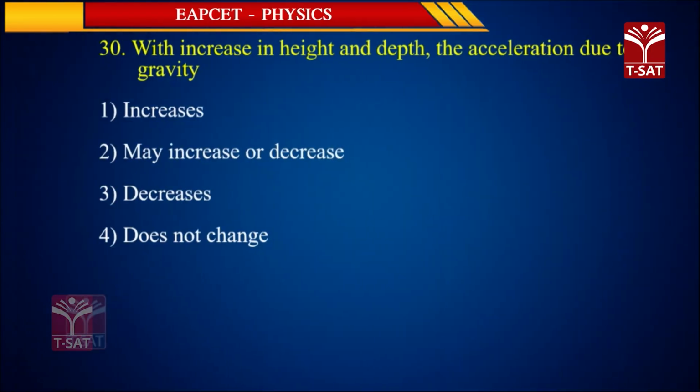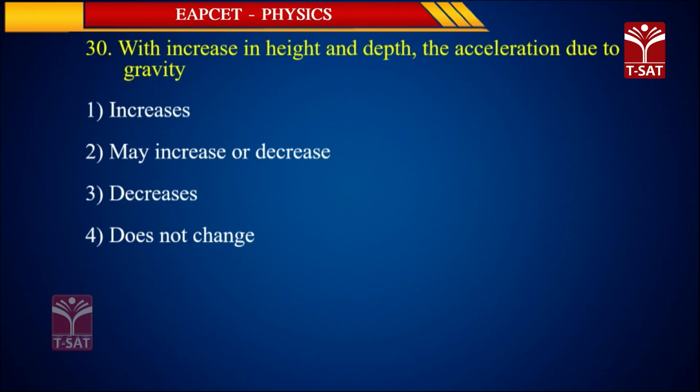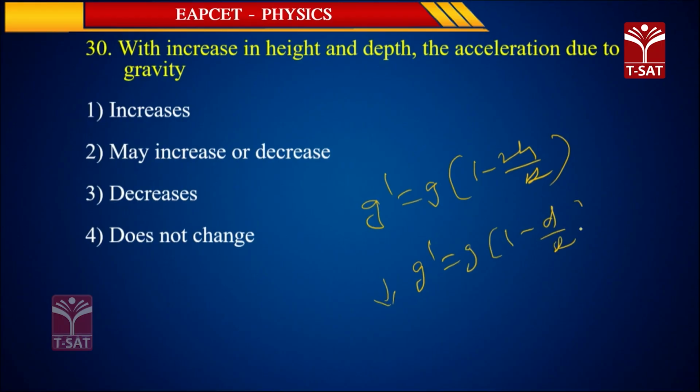Next, with increasing height and depth, the acceleration due to gravity value decreases, whether you go up from the earth or go inside the earth. We have seen g dash is equal to g into 1 minus 2h/r, or at depth, g dash is equal to g into 1 minus d/r. In both cases the negative sign is there. Therefore, when you go up or down, the acceleration due to gravity value decreases. Therefore, remember the third option.